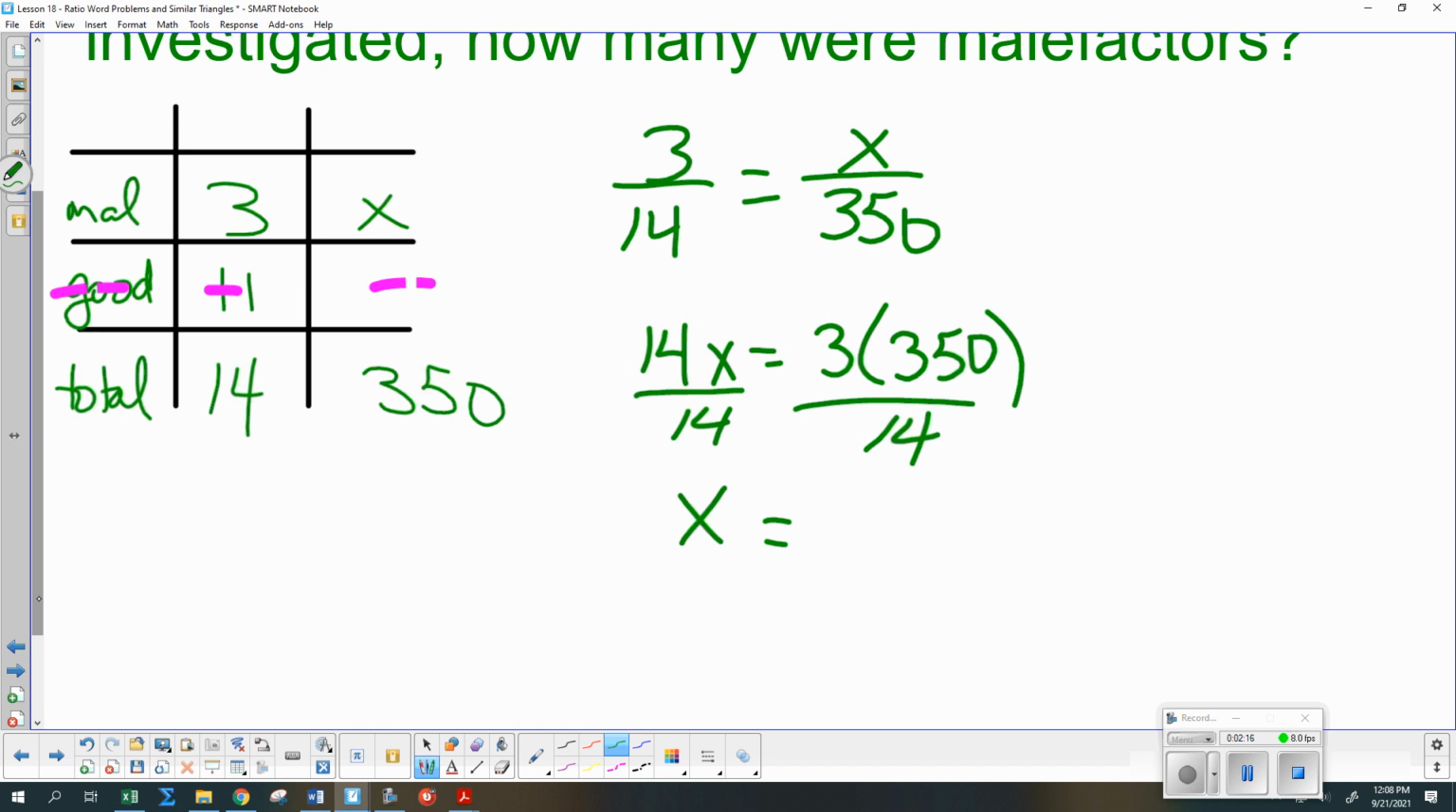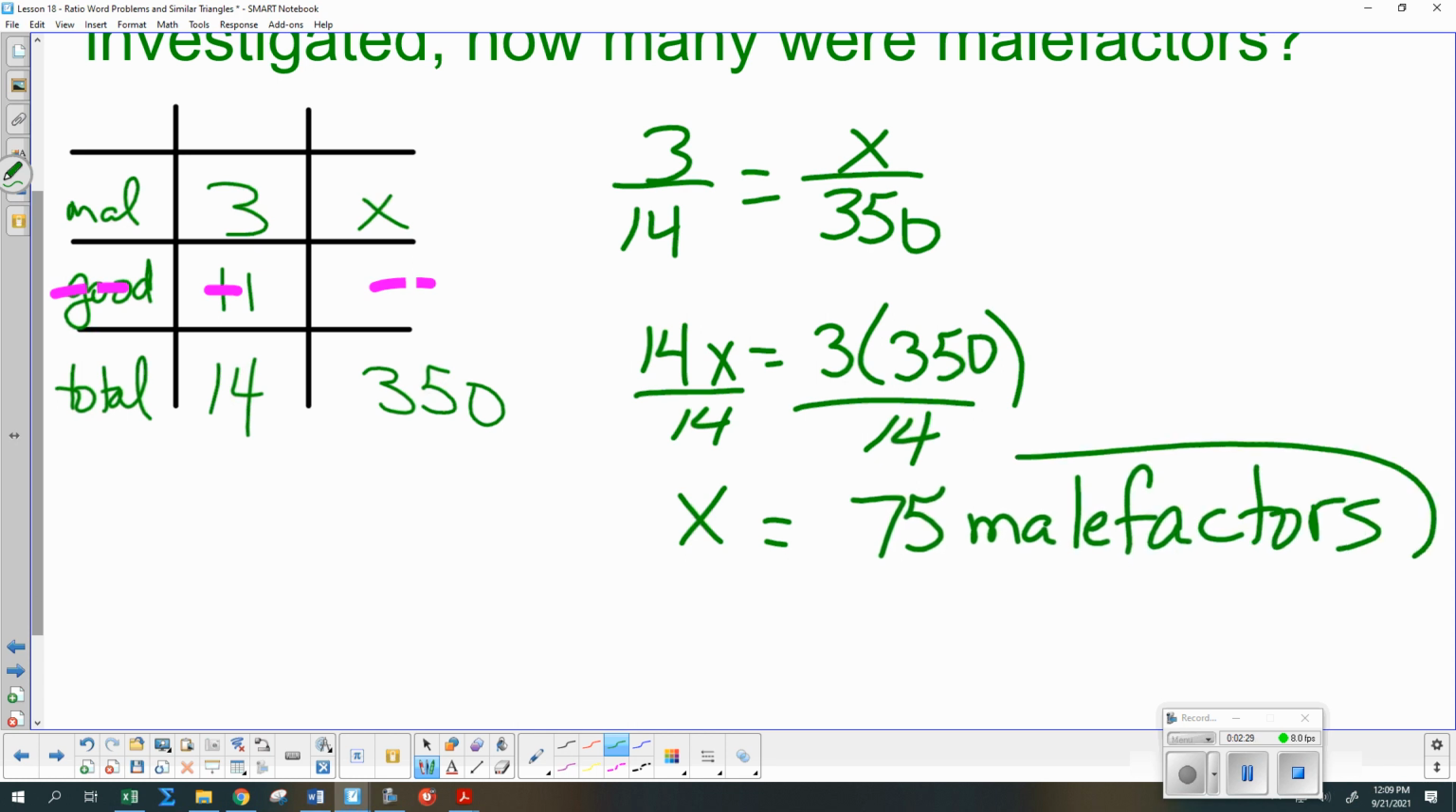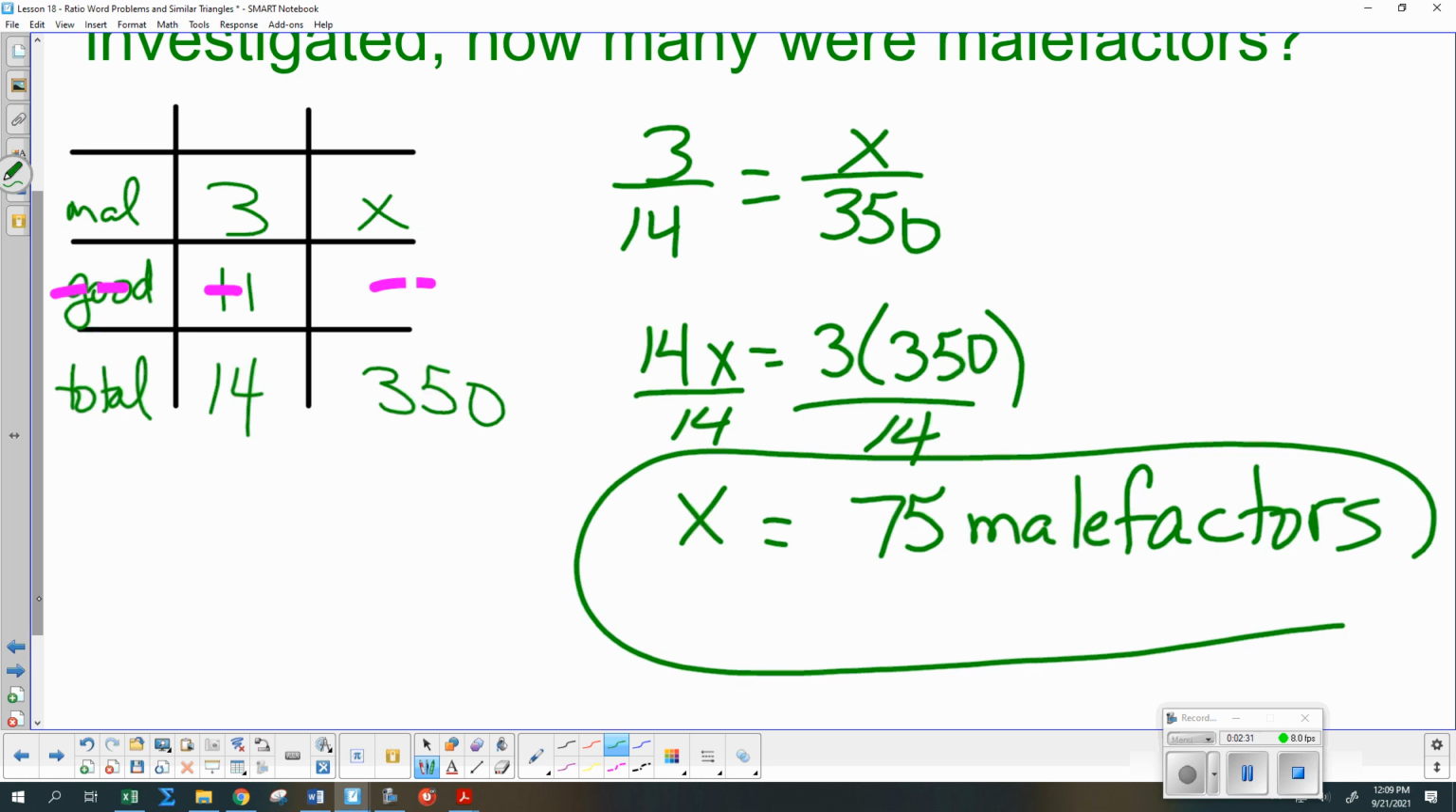Ethan, you have an answer yet? I got 75. 75, right? Did you get the same thing? Yep. So we'll go with 75, and then we label it malefactors. So that one really is not much different than what we've already been doing.